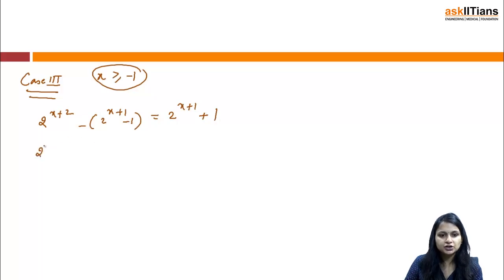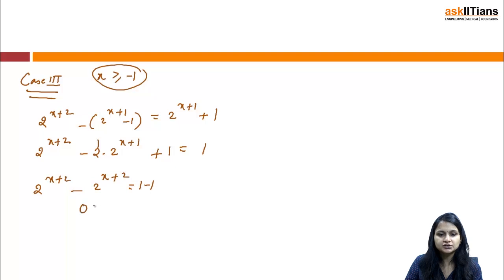So here I have 2 raised to the power x plus 2. Here I have minus 2 raised to the power, and here also minus. So this becomes minus 2 into 2 raised to the power x plus 1. Okay, and here it becomes plus 1 and here it becomes plus 1. So 2 raised to the power x plus 2, here powers get added. So minus 2 raised to the power x plus 2, and here 1 minus 1. So this is 0 equal to 0.